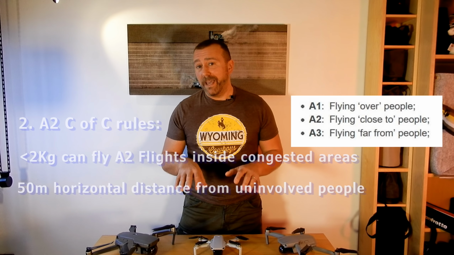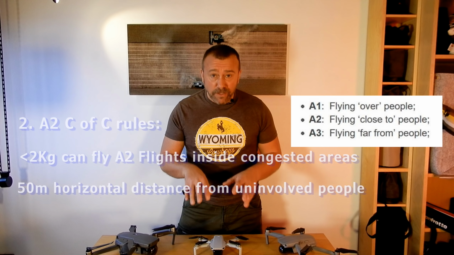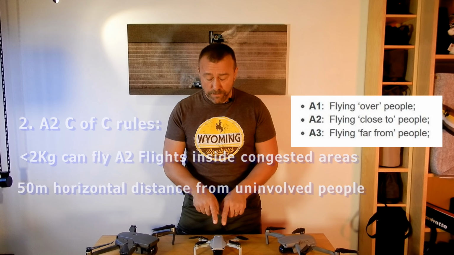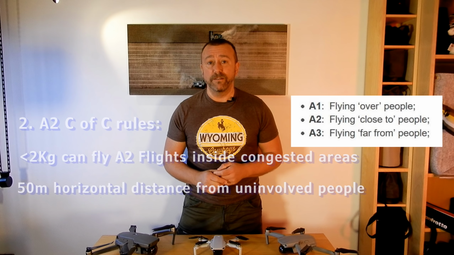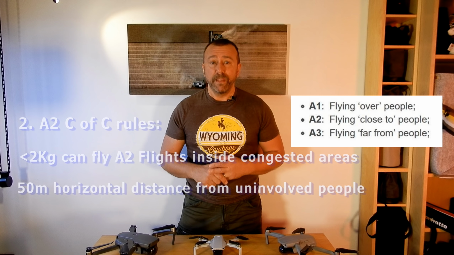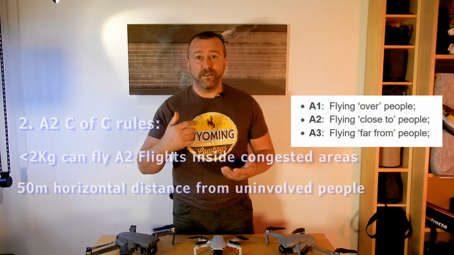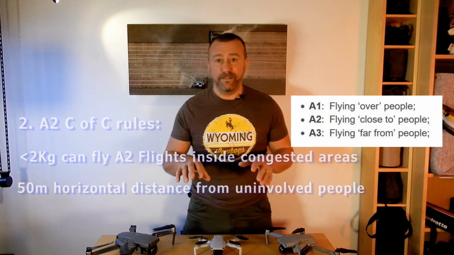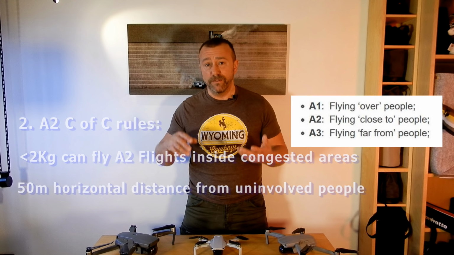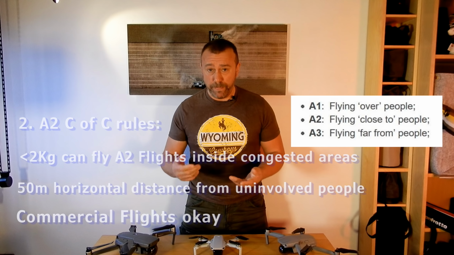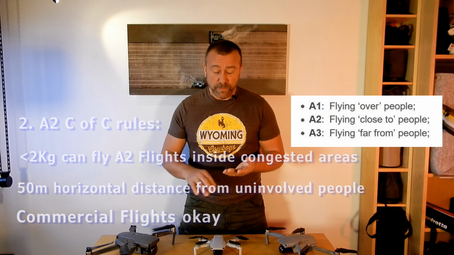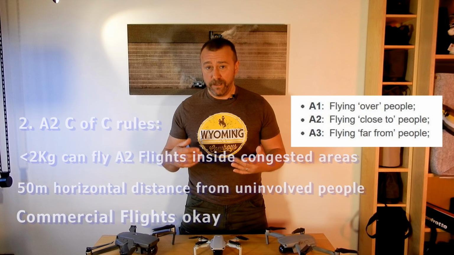A key point about the A2 CofC though is it makes absolutely no difference to the smallest drones like the Mini or the Mini 2 that are under 250 grams, because these very small drones have got almost total freedom anyway. And of course, one of the biggest changes of the new EASA rules is that both standard and the A2 CofC rules allow for commercial flights with no extra permissions required other than needing commercial insurance. You don't need the A2 CofC for commercial flying, but of course if you do have it, it's going to let you fly in more places.